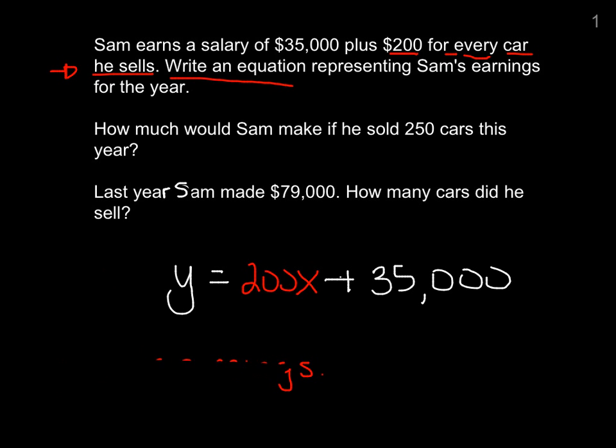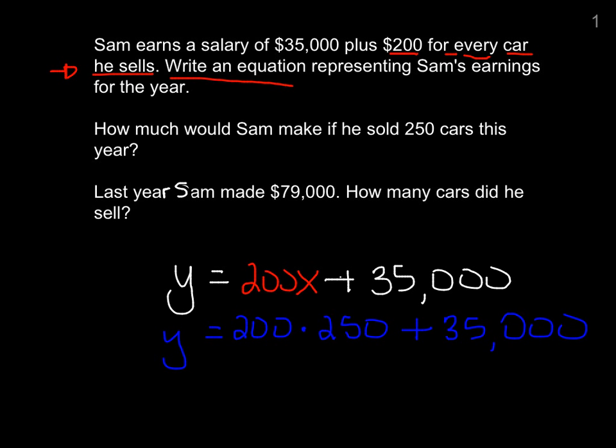On this first example, it says, how much would Sam make if he sold 250 cars this year? So what we would do is we now know what the x is, because 250 cars, remember the x represented cars. So he's going to make $200 for every one of those 250 cars. So we're going to show that multiplying. And then we'll add the $35,000, which is his salary no matter what. So I'll do 250 times 200, and we'll see how much he got from the cars.